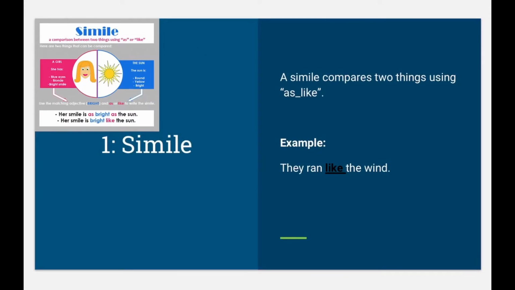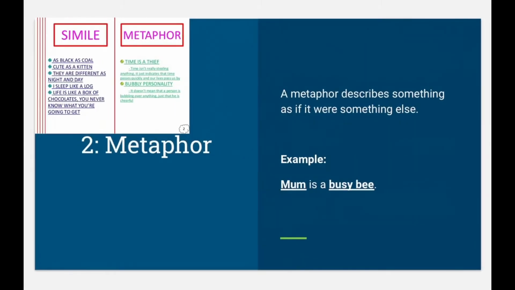Simile. A simile compares two things using as or like. They ran like the wind, or her smile is as bright as the sun. So as you can see here, we use like or as. If we didn't use like or as, it isn't a simile. So to show that they ran quickly, we said they ran like the wind to show that they were running very quickly.